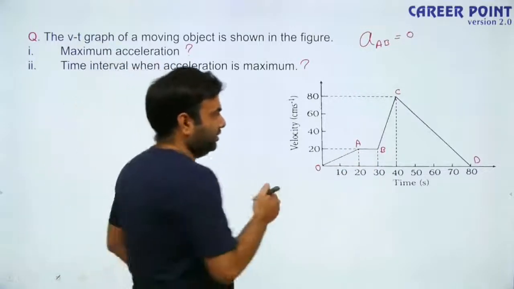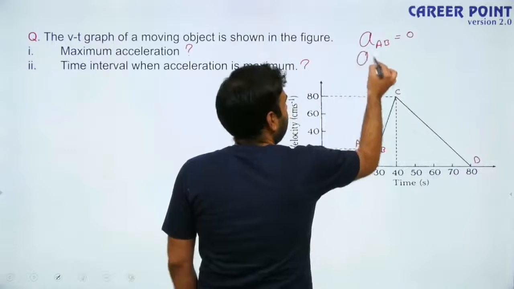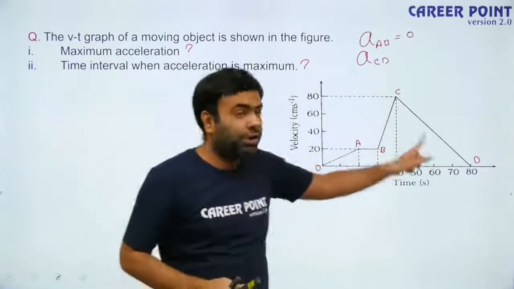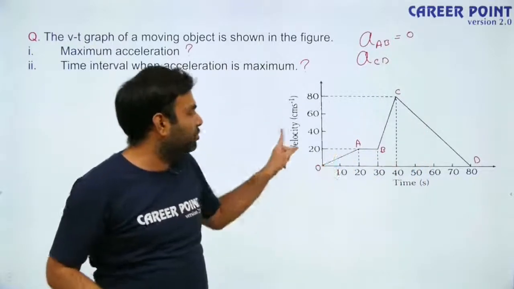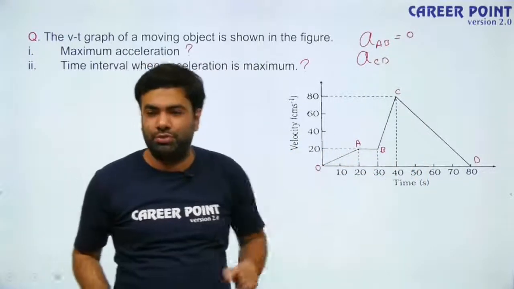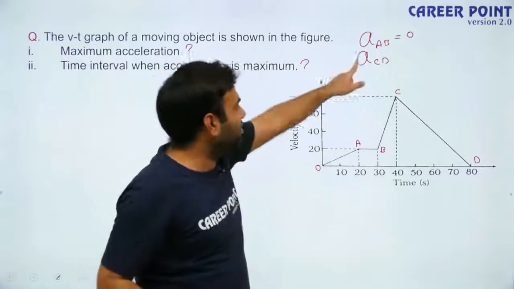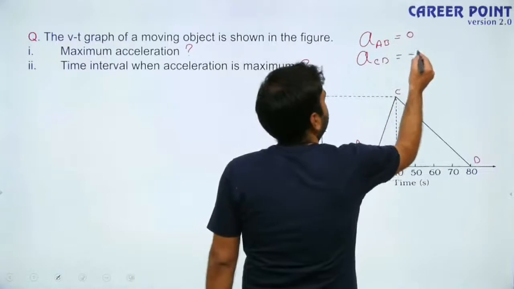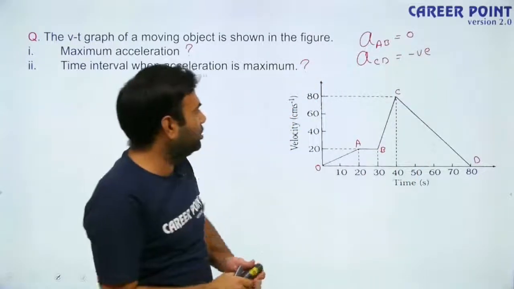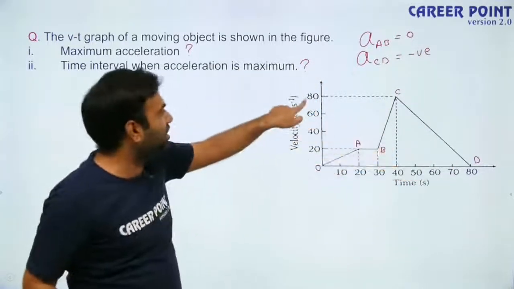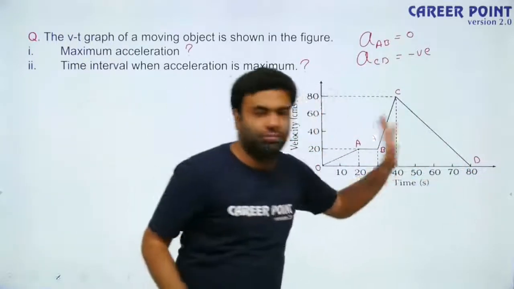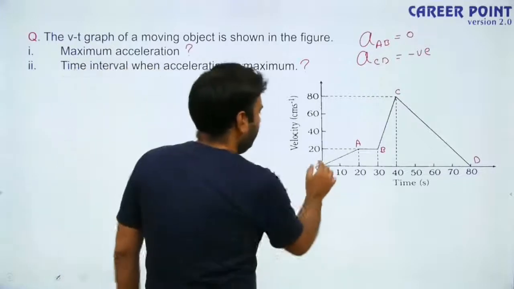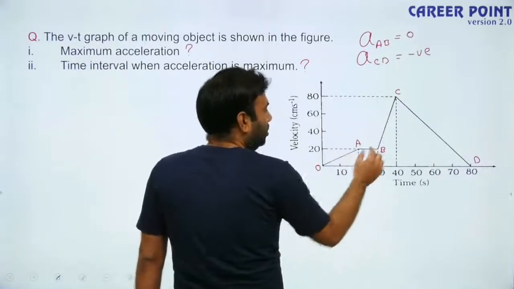If we talk about acceleration from point C to D, again I am saying this graph is not showing the path of the particle. It is just the velocity time graph of a particle having straight line motion. So acceleration from C to D should definitely be negative. Why? Because from C to D, the velocity is decreasing from 80 meter per second to 0 meter per second. That means maximum acceleration is between O to A or B to C.